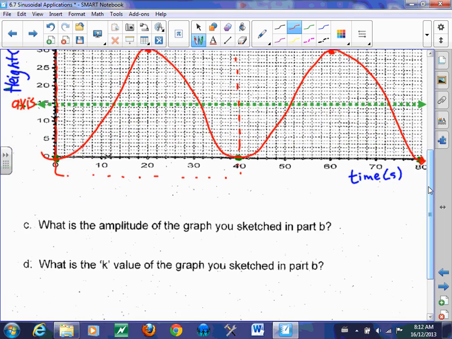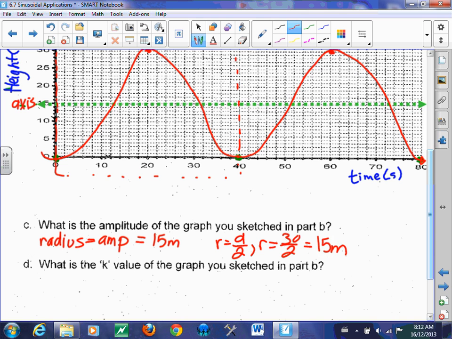What is the amplitude of the graph that you sketched in part B? Well, we already calculated that the radius equals the amplitude. So that equals 15 meters. And when I'm talking about radius, I'm talking about the radius of the wheel. If you're not sure, remember radius equals diameter divided by 2. So R equals 30 divided by 2, which equals 15 meters.